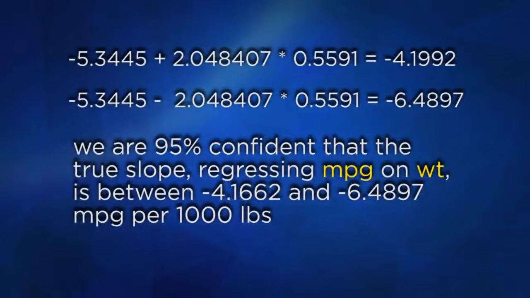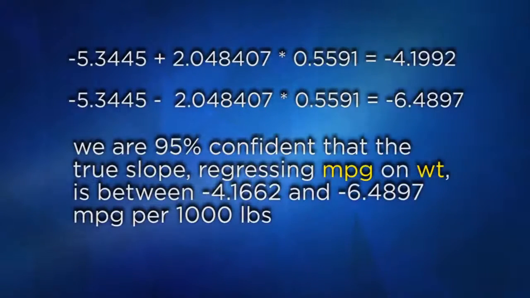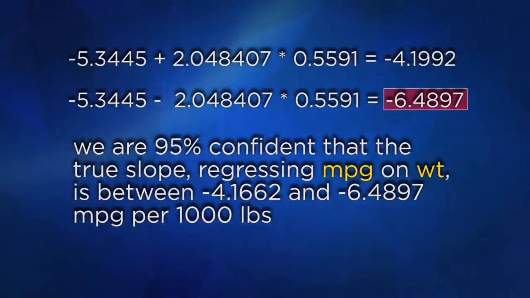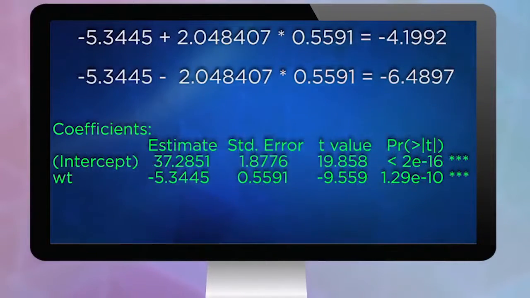Now here we're plugging in 0.975 as our alpha parameter with the degrees of freedom equal to 28. And so that gives us our quantile estimate. This is going to be the critical value that we compare it to, 2.048. We're 95% confident that the true slope regressing miles per gallon on weight is between negative 6.4 and negative 4.1 miles per gallon per 1,000 pounds. So here you see the estimates and the standard errors that go into that model.